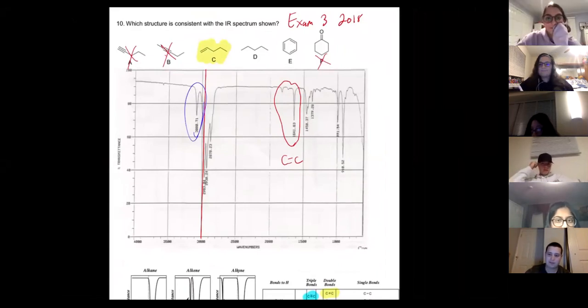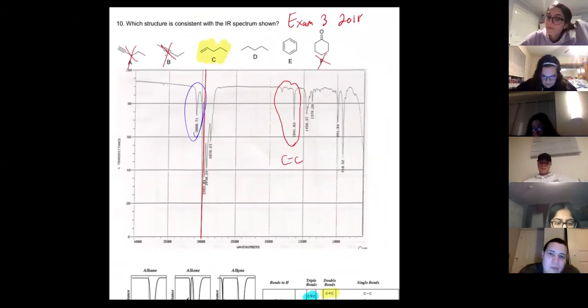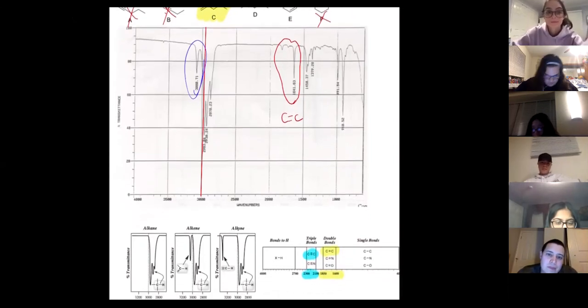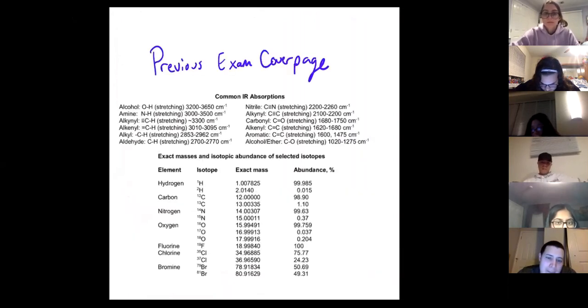Hey, Gabby. Would you mind, what would it look like if it was E? What would that second peak look like on the right? Let me check what the numbers for aromatic were again. I saw that there was a double bond, but I was confused as to whether it was in a benzene ring or whether it was C. You're totally good. So aromatic is 1600 and 1475. I thought I had another slide with a better aromatic thing. Yeah, same value.